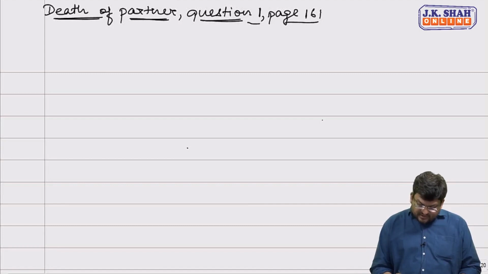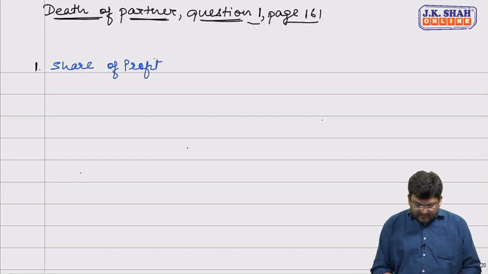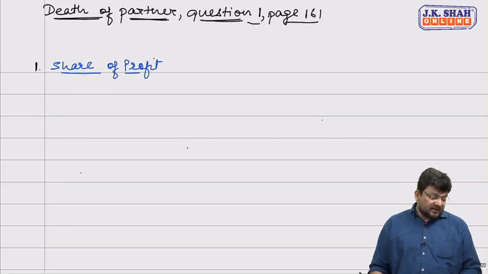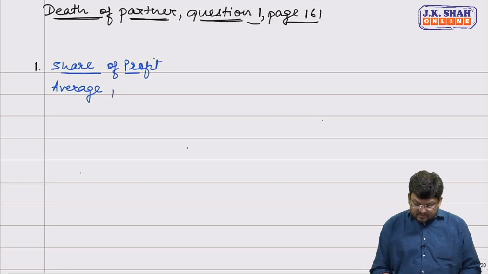So we'll firstly start, friends, with the calculation of N's share of profit. Now for calculating that, read point B again. Proportion of profit to date of death is to be calculated on the basis of average profit of the last 3 completed years. So we need to firstly calculate their average profit of the last 3 completed years, correct?